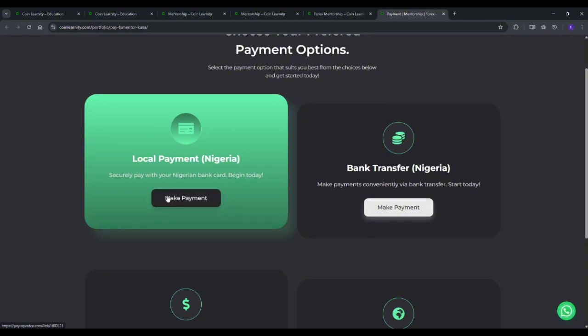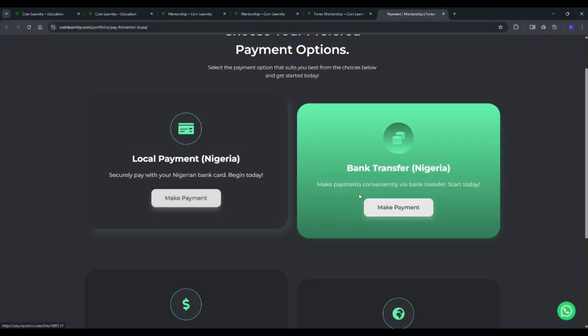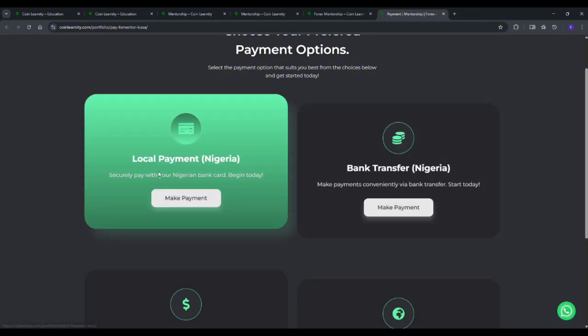So after this, let's say you select local bank payment or bank transfer payments, that is the way you purchase the mentorship. Once you click on it, for local payments, maybe your card, your ATM card, you fill in the details, and that should successfully help you purchase the course.